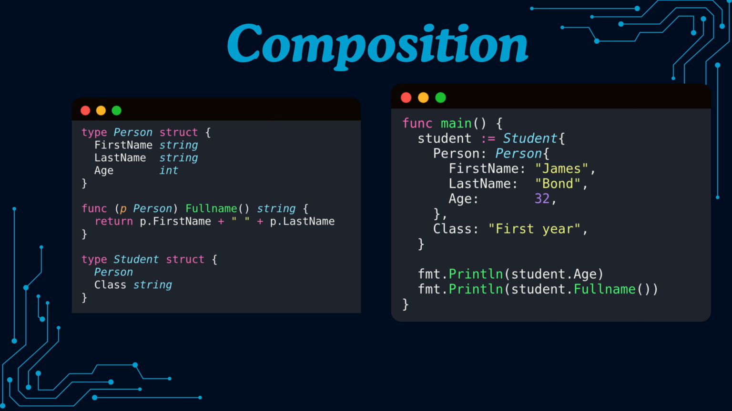Composition is used to add a struct's fields and methods to another struct. It is Go's version of inheritance, another OOP concept. Here we have a person struct, with a first name, last name, and an age. Person also has access to a method called full name. We also have a student struct, but since student is also a person, we can just use composition and put a person inside of student. Now, when creating a student, we also have to create a person struct inside of it. But thanks to composition, student now has access to the person's data, such as age and its methods, full name.